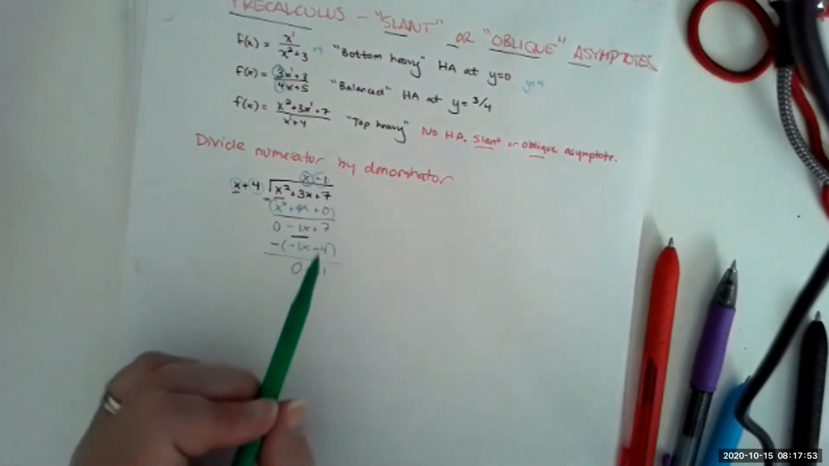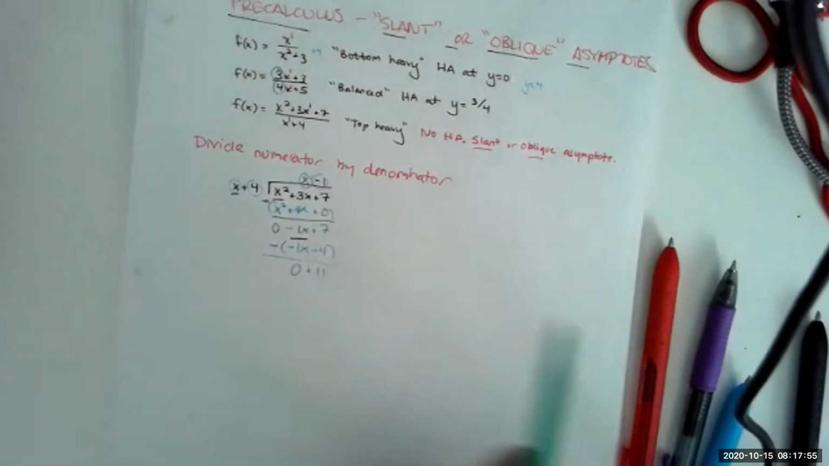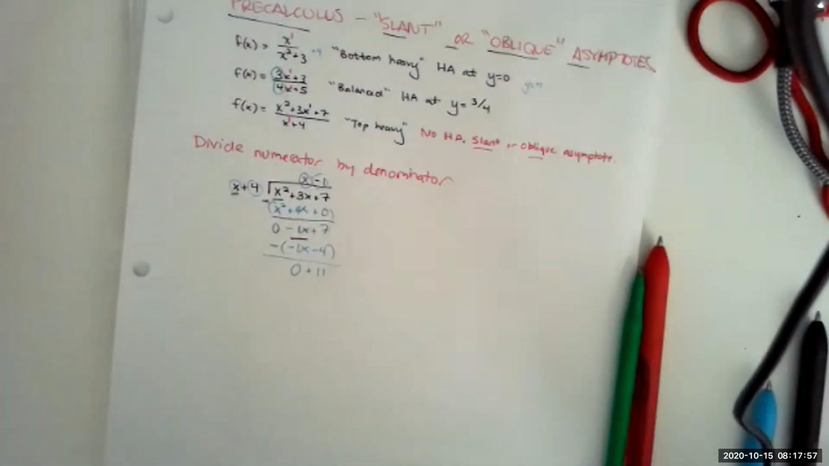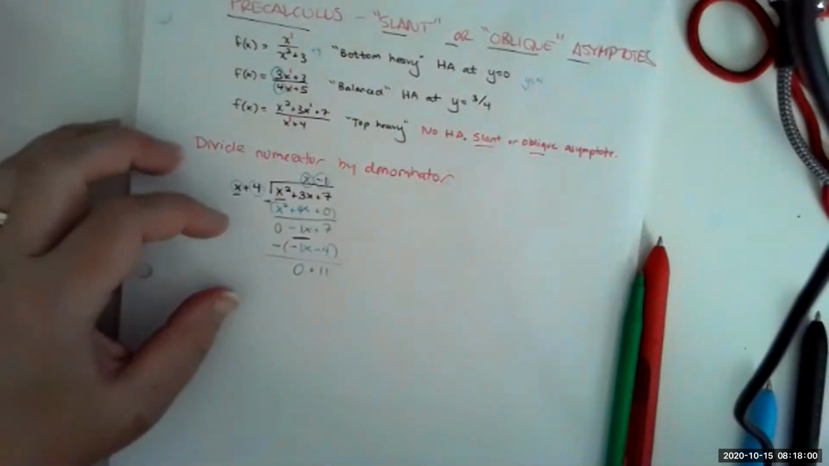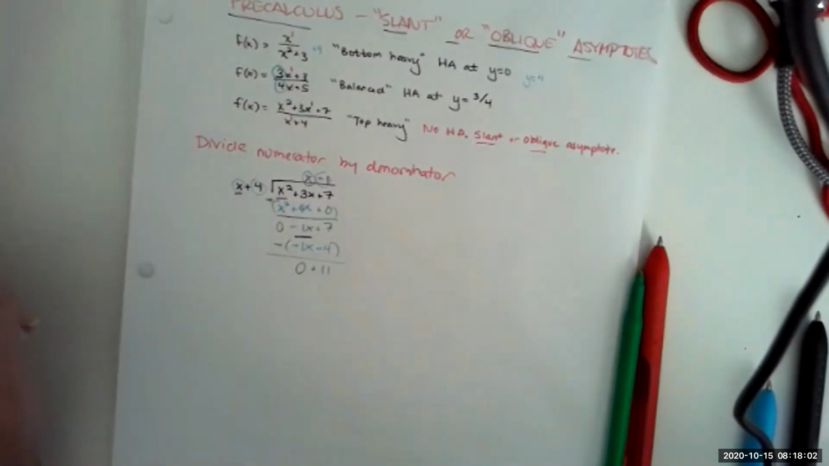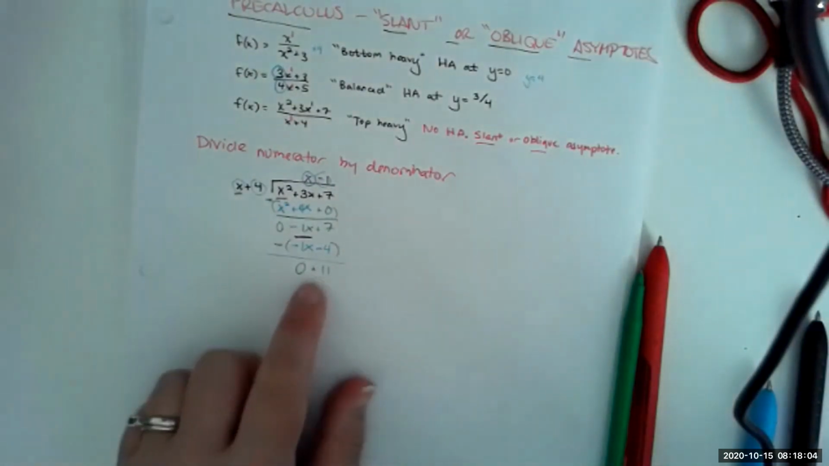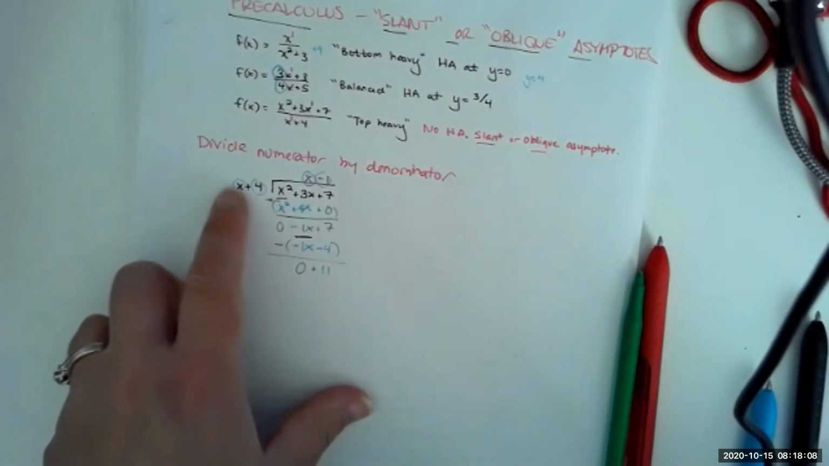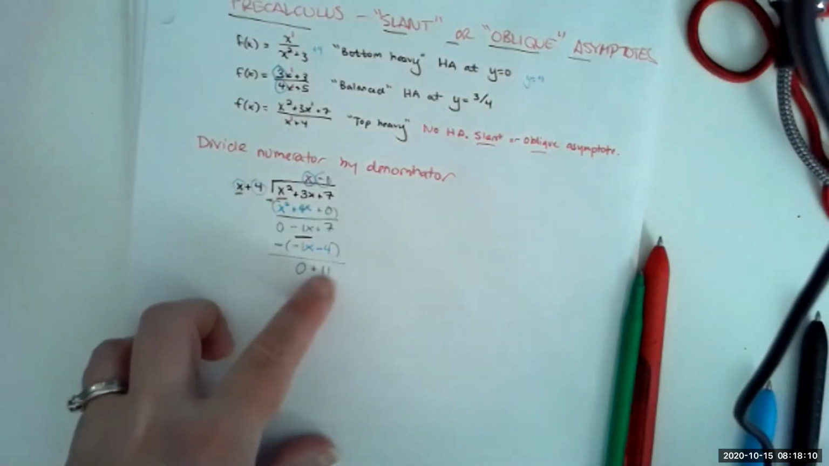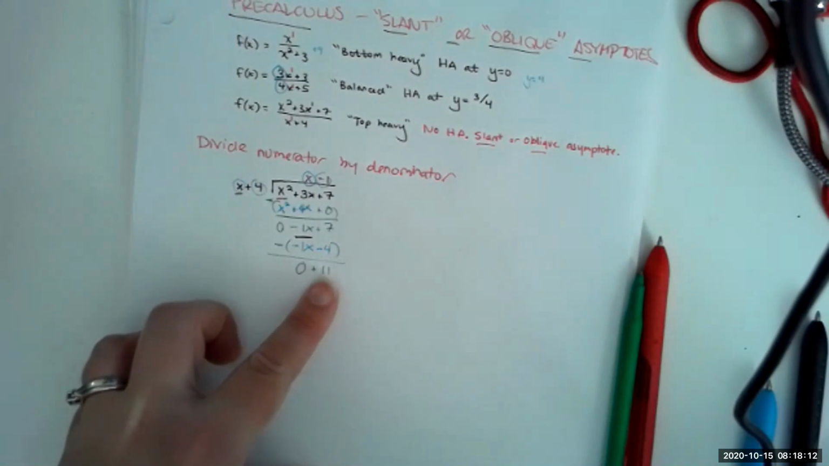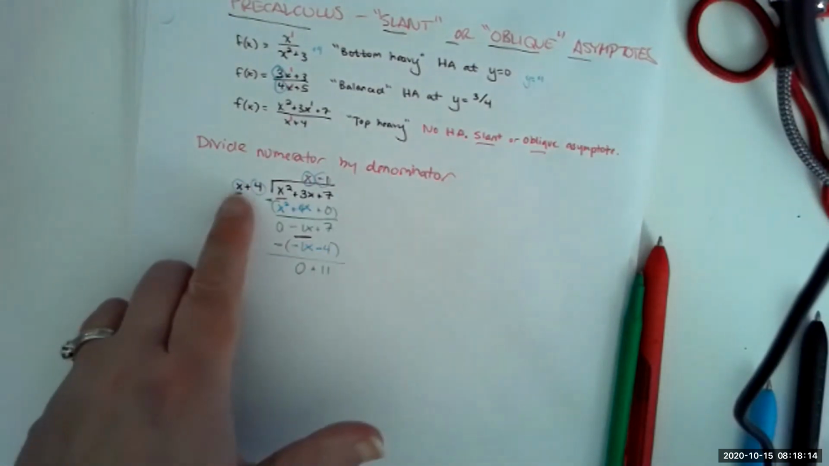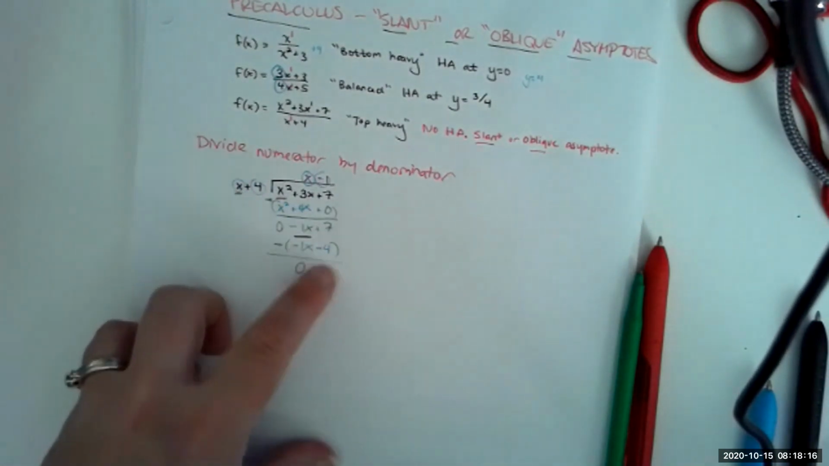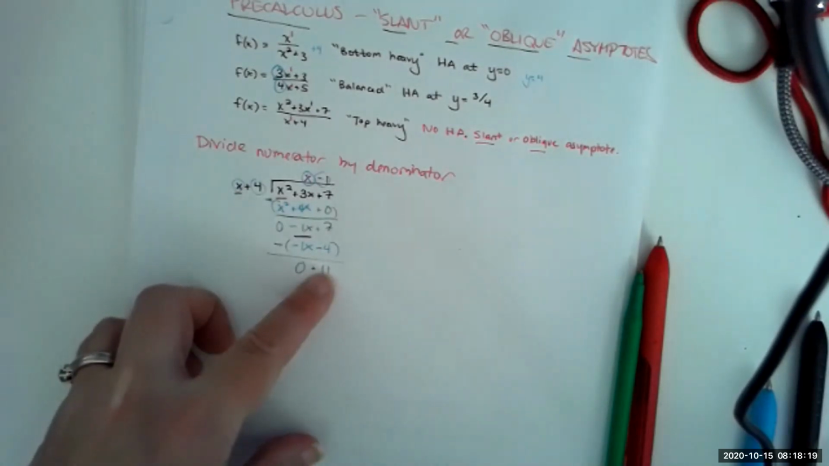So now, you would think, okay, I guess I divide again, right? Purple, blue, green: divide, multiply, subtract. But 11 is not really divisible by x, and you can't really get anything out of that. This is not the same degree. It's a constant, while this has a degree of 1. So you can't really do any more dividing.